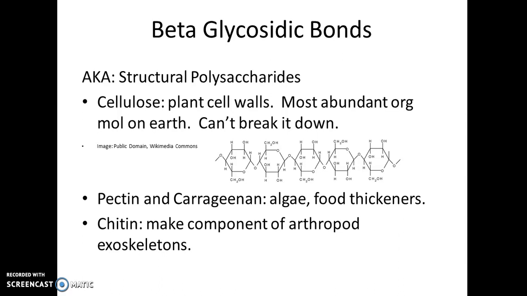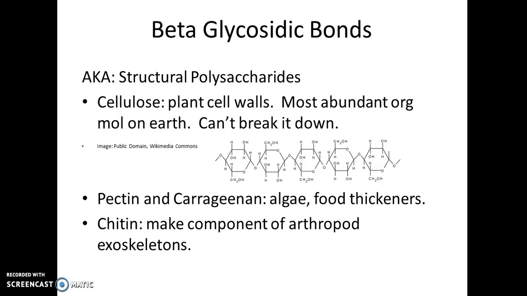A couple of other types of beta-glycosidic bonds or structural polysaccharides are pectin and carrageenan. These are from algae and plants, and they're used as food thickeners. They provide a little firmness to our yogurt, ice cream, but at the same time don't provide us with any calories because we can't digest them. They are basically fiber. They move out of our body in the same form as they went in.